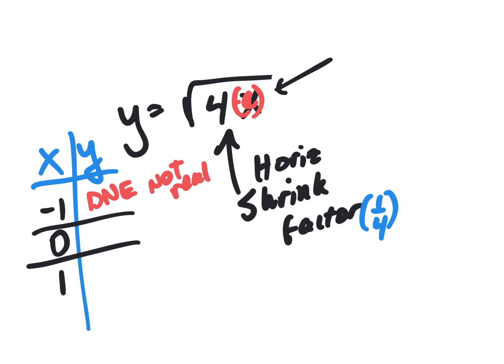If I put in a 0 here, then it's 4 times 0 is 0. Square root of 0 is 0. Sometimes people feel like 0 doesn't exist, but it does. And last but not least, if I put in a 1, put in a 1 right there. 4 times 1 is 4. Square root of 4 is 2. And there's 3 points, just kind of the beginning of a graph. We'll do more graphs in a minute here. Okay, let's move on to the next page.